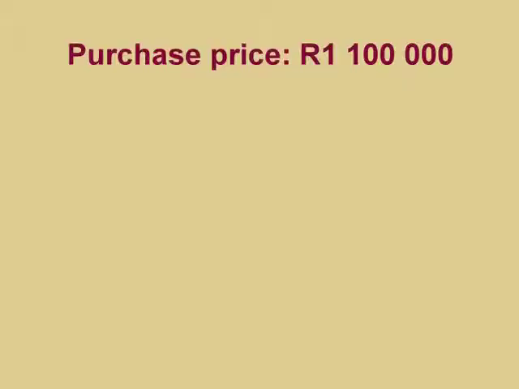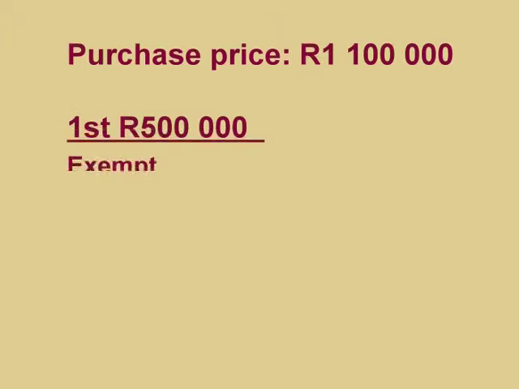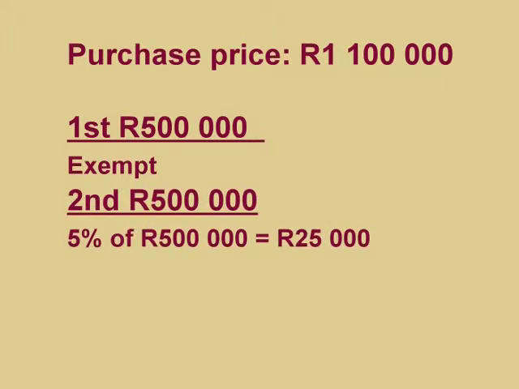I'm going to start with transfer duty, which is the tax payable upon acquisition of property by the purchaser. Transfer duty is therefore a form of tax. If we have a purchase price of 1.1 million rands, for example, the first 500,000 rands of that 1.1 million is exempt. The second 500,000, the difference between 500,000 and a million, is taxed at 5%, which amounts to 25,000 rands.